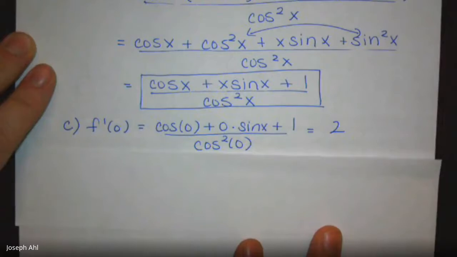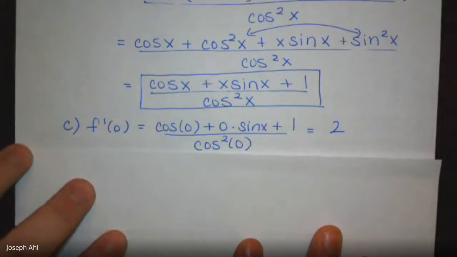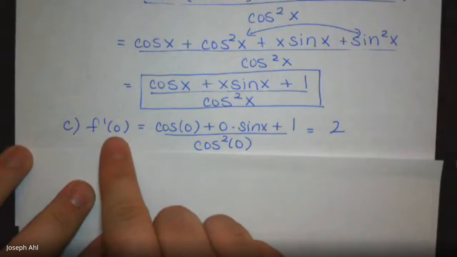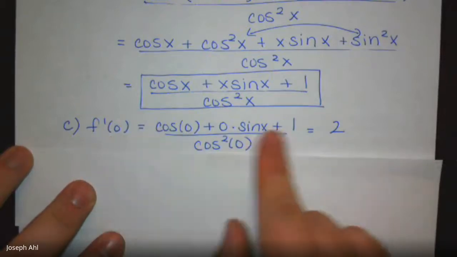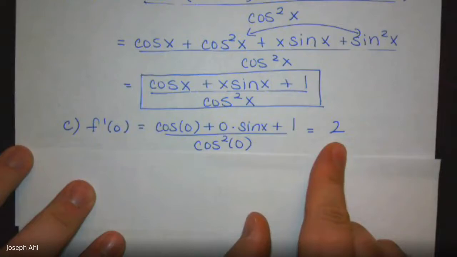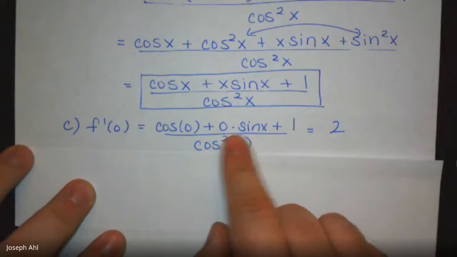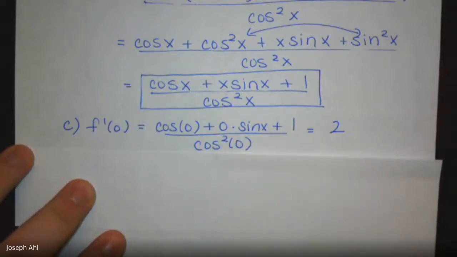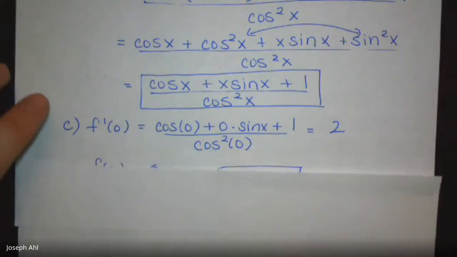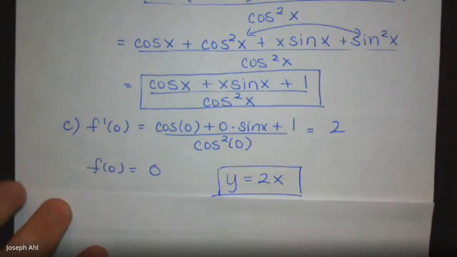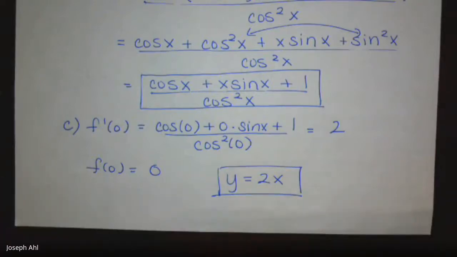And finally, the last part says write the equation of the line tangent at x equals 0. So we first have to find the slope at 0, f prime of 0. When you substitute that into your derivative, you should find that that's 2. Right, cos of 0 is 1. Sine of 0 is going to be 0 anyway. And then, since f of 0 equals 0 for the original function, the equation of the tangent line winds up just being y equals 2x.